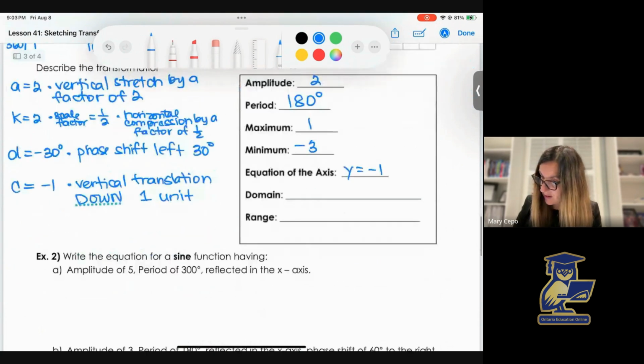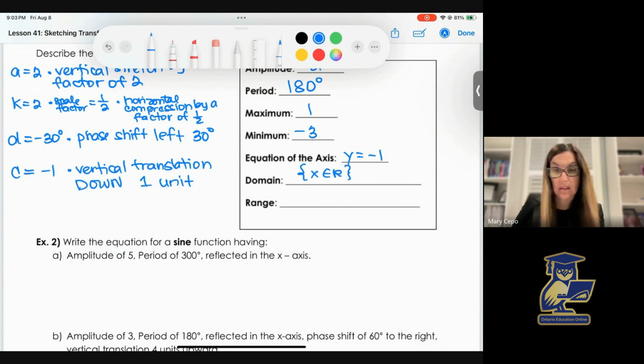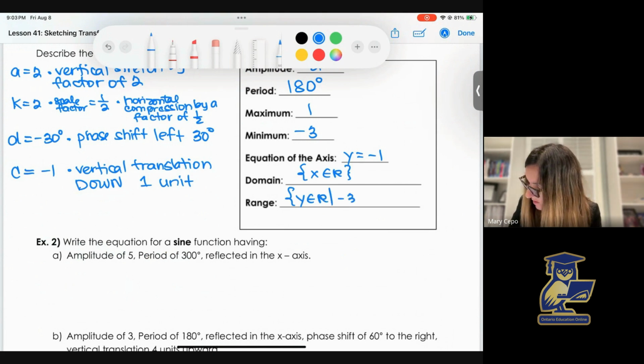The domain, again, with these sinusoidal functions, there are no restrictions unless they state the restrictions in the question right from the beginning. But we'd say y is an element of the real numbers. Don't forget your notation. We know the minimum is -3. So y has to be greater than -3, but less than 1.